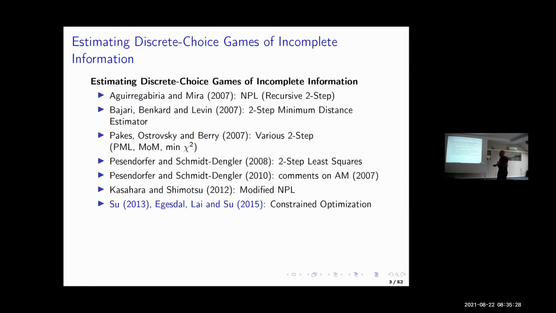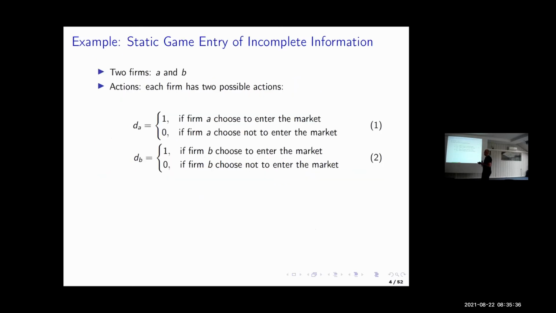I'm going to skip this literature, but there are some references here, and go right to the example. We're going to consider two firms, A and B, and they decide whether or not to enter the market. So you've got two binary indicators for the decisions: one for firm A, and one for firm B. It's 1 if you enter, and 0 if you're not entering the market.